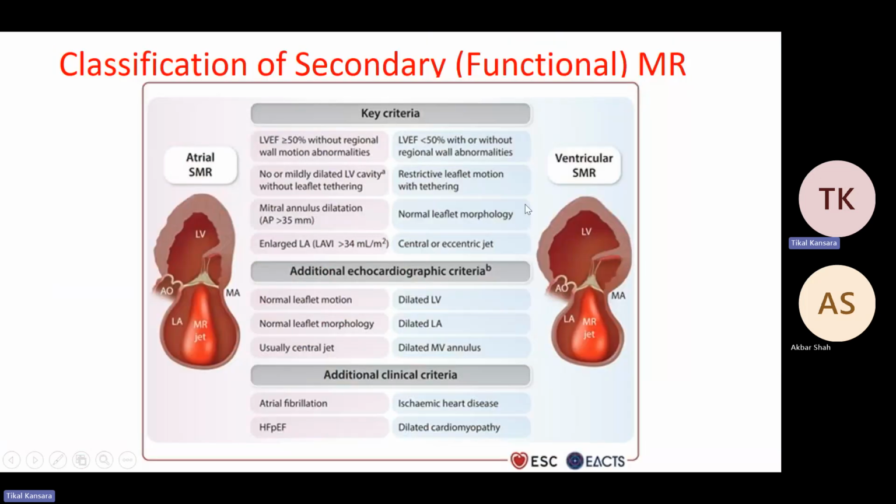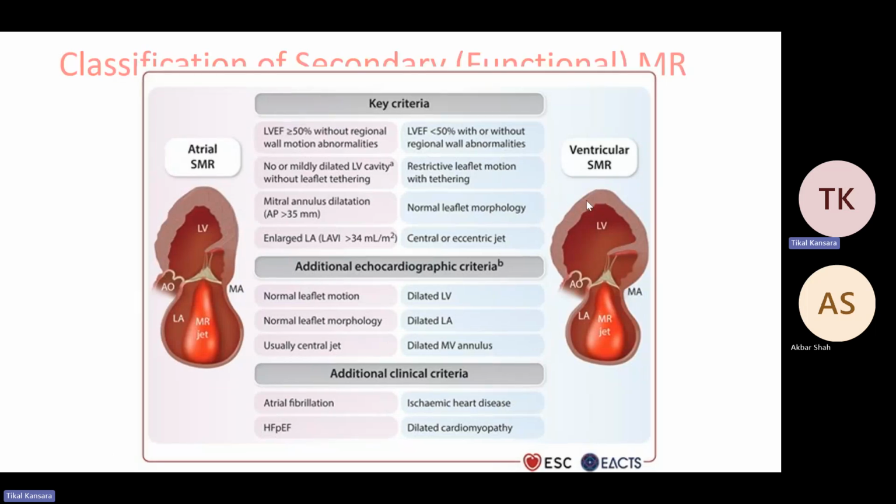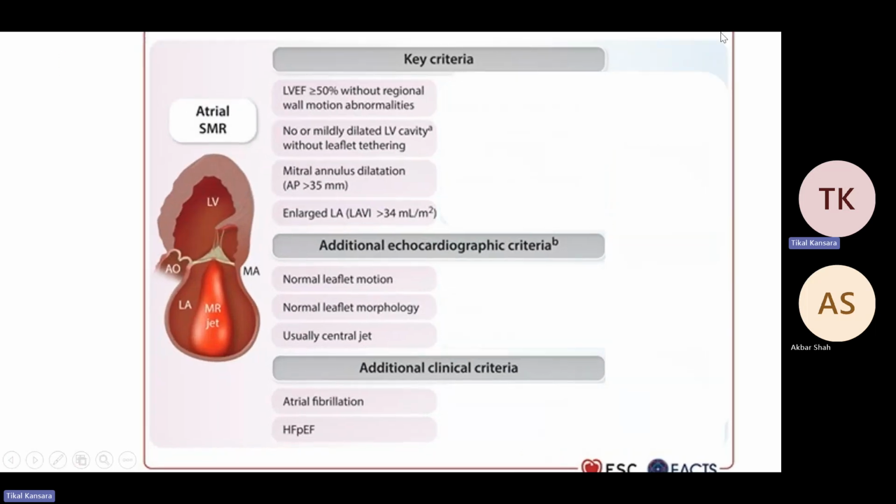In 2025, just 2 months ago, the new guidelines came on how to further classify secondary or functional MR into atrial and ventricular MR. So there are some salient features we need to keep in mind. For an atrial MR, there will be dilatation of the atria that will lead to secondary dilatation of the annulus, and mostly you will have a central jet. Patients might have atrial fibrillation most commonly, and some HFpEF, or a condition in which there will be atrial dilatation. These people will have annular dilatation and MR.